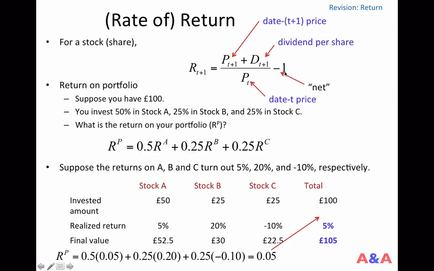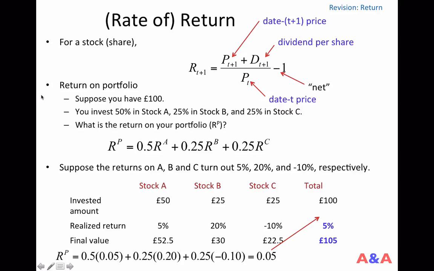If you don't, then it's called gross return. If you subtract 1, then it's called a net return. Okay? So this is the definition of the rate of return on asset. Very often we simply say return, but even if we say return, we mean rate of return. It is important that you include both the capital gain from the price change and income gain from dividend.